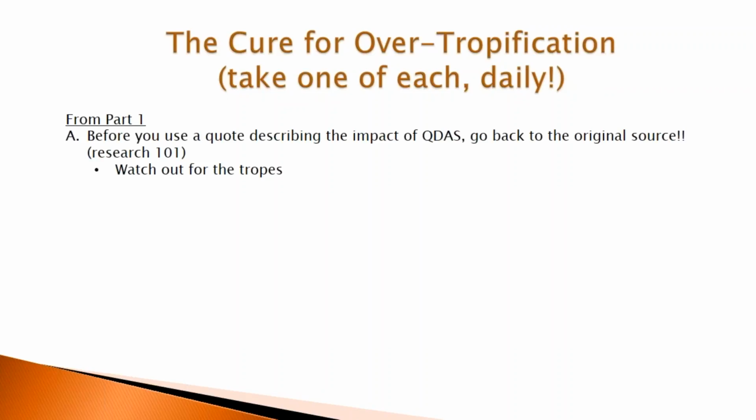back to the source. And it's amazing how often people get quoted in literature that's either justifying or criticizing QDAS, and it's obvious that they haven't read the original source because it's a little bit misinterpreted or not fairly represented. And watch out for those tropes I identified. Now that I've pointed them out, I think it'll be easier to read certain materials and look at which trope is in play.